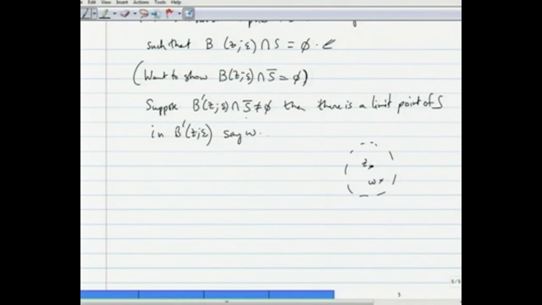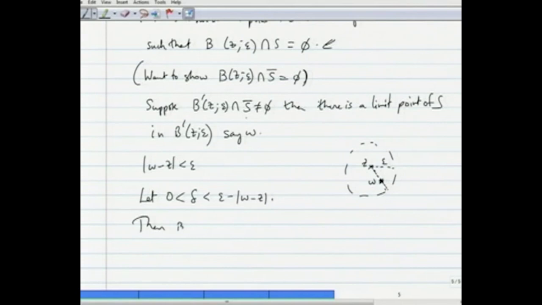Now, modulus of W minus Z is strictly less than epsilon because it is in the ball of radius epsilon around Z, and let 0 be strictly less than delta, strictly less than epsilon minus modulus of W minus Z. So, here is a ray, or a radius line passing through Z and W, and the distance between W and Z is some number which is strictly less than epsilon. So, epsilon minus modulus of W minus Z is a strictly positive number. So, pick a number between that strictly positive number and 0. By properties of real numbers we can do that.